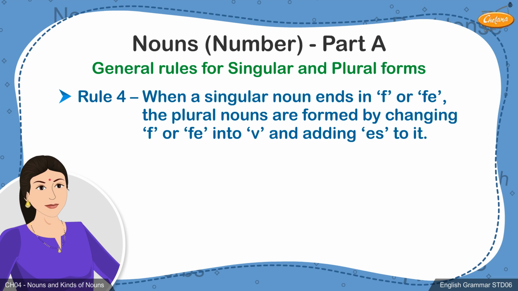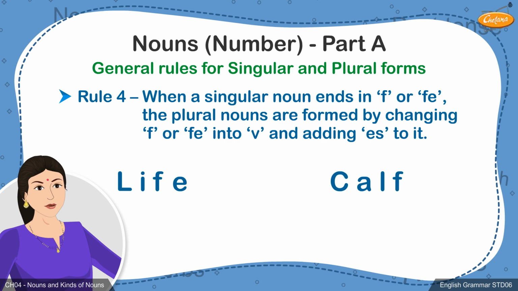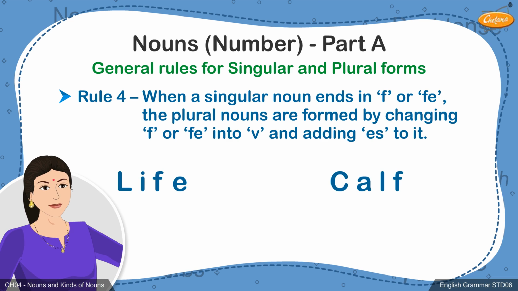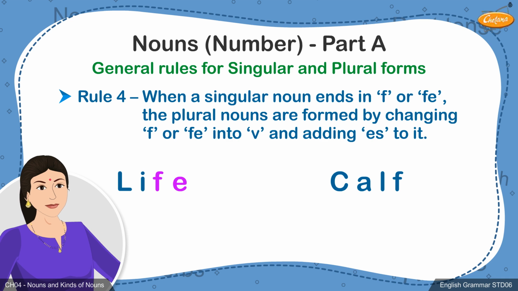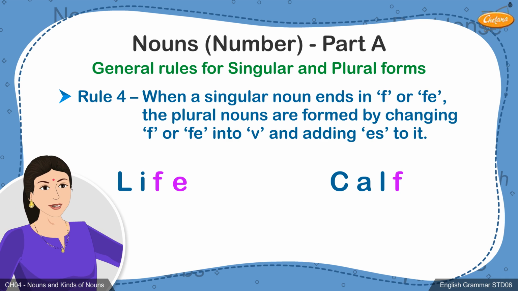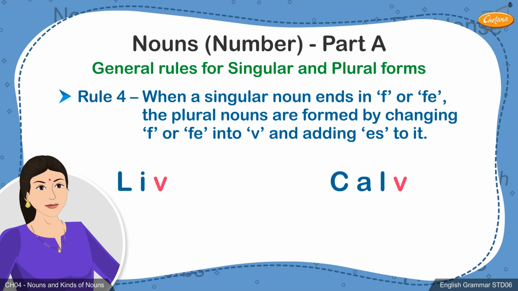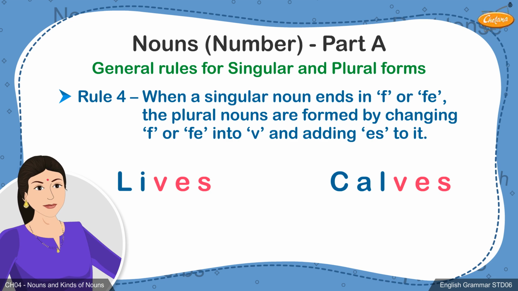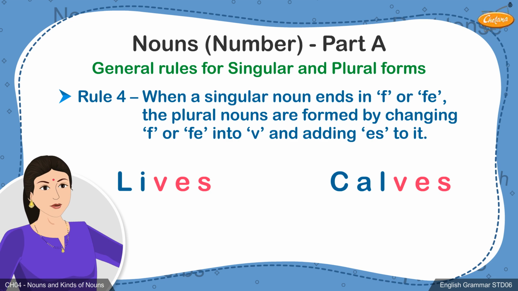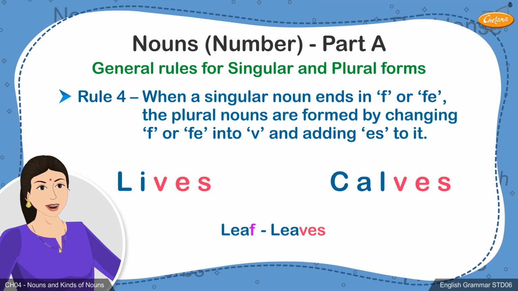Consider the following words. Life, calf. The word life ends with the letters FE, whereas the word calf ends with F. To write these words in plural form, you must first remove the letters F or FE and replace it with V. Now we add ES to these words to make their plural forms. Look at the other examples on the screen.